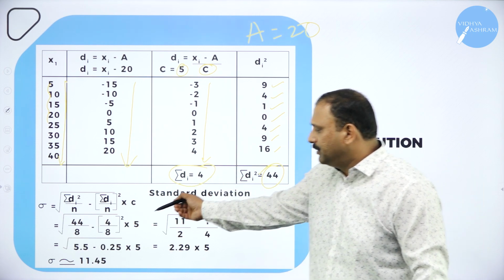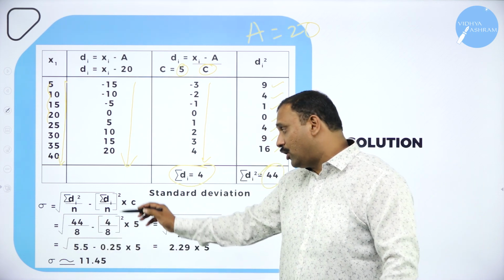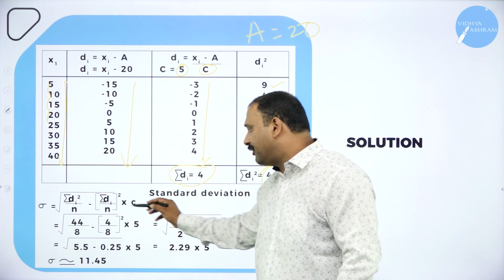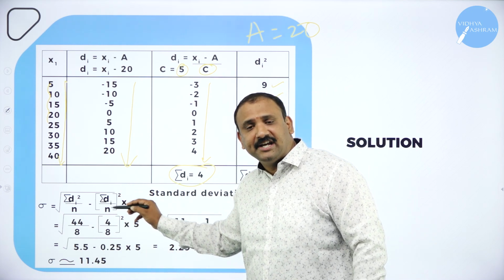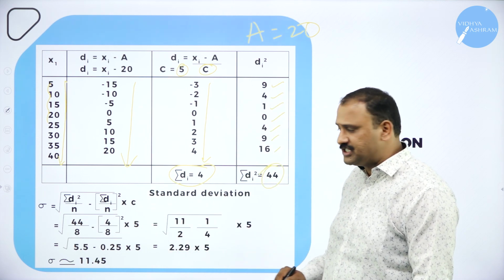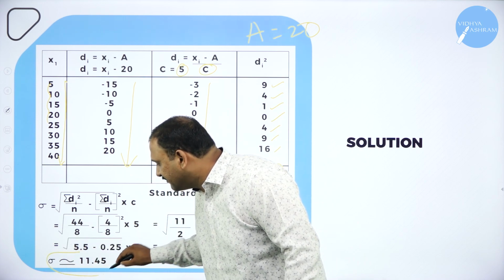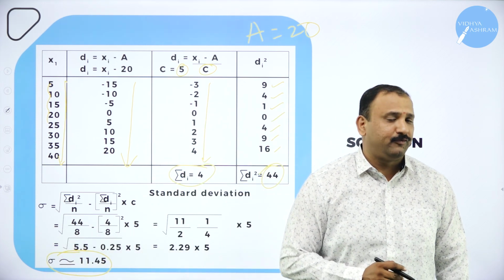It is the same formula here: square root of 44 divided by 8, minus (4 by 8) whole squared, into 5. So that is the square root of summation di squared by n, minus (summation di by n) whole squared, into c. If you solve this value, you will get the standard deviation value as 11.45.